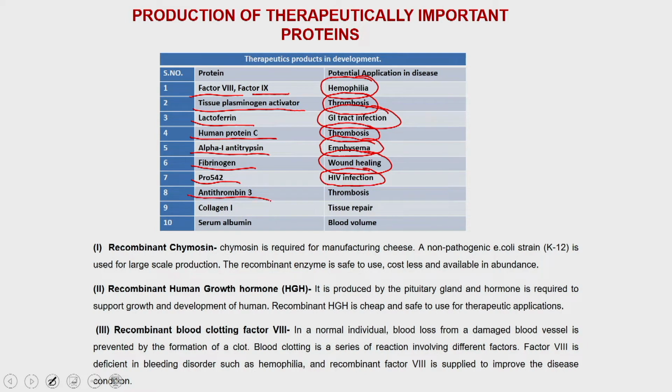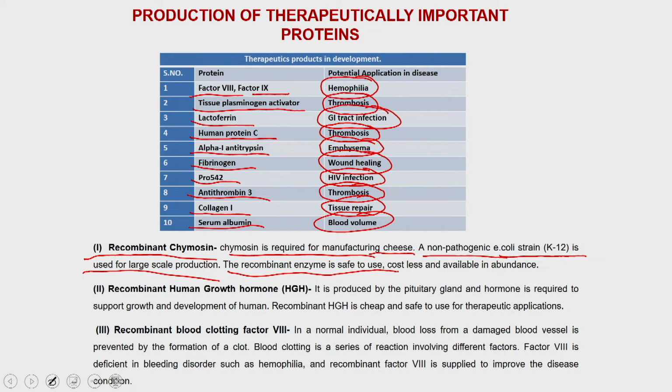Then you have antithrombin 3, which is required for thrombosis. Then you have collagen 1, which is required for tissue repair, and then you have serum albumin, which is required for maintaining the constant volume of the blood. There are a few more examples I have taken. These are called recombinant chymosin. Chymosin is required for manufacturing cheese. A non-pathogenic E. coli strain is used for large scale production. The recombinant enzyme is safe to use, costs less and is available in abundance.